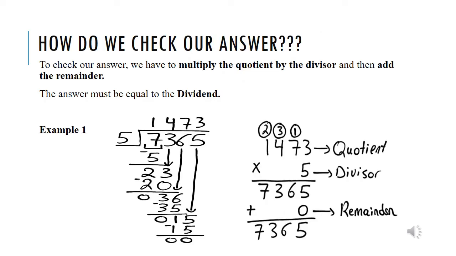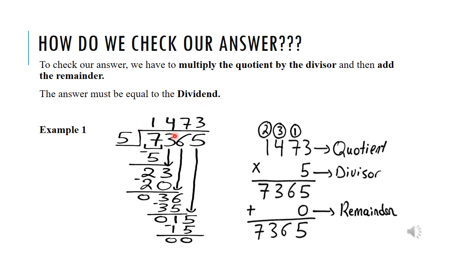Now, we have to learn how to check our answer. After dividing, we have to check our answer if it's correct or not. To check our answer, we have to multiply the quotient by the divisor and then we add the remainder. The answer obtained must be equal to the dividend.